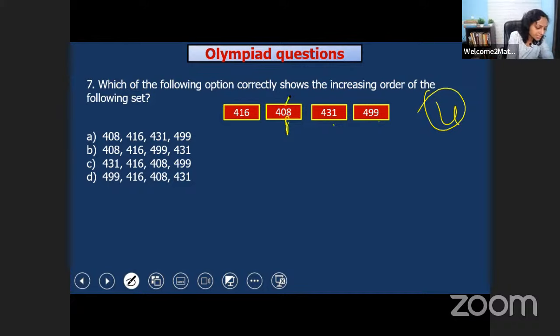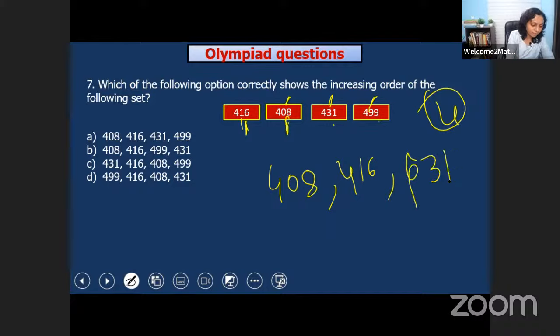So here you see is 0. So we'll write 408 first, because 0 is less. 0 is the smaller number. So 408, after 0, what would be the next? It's 416, because 1 is in the tens place here. So it's 416, and then you see 2 numbers are remaining here. In the tens place here is 3, and here is 9. So obviously 431 would come, and then 499. This is the order only. 408, 416, 431 and 499.